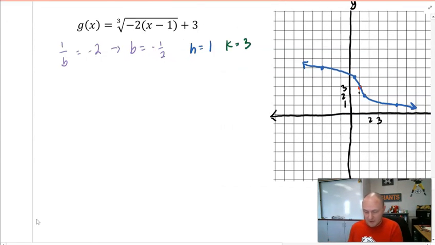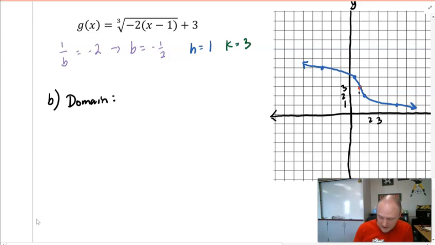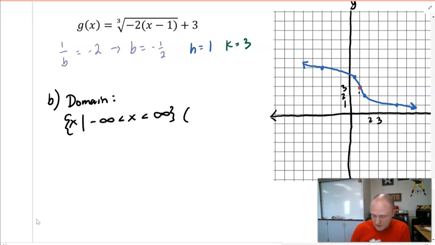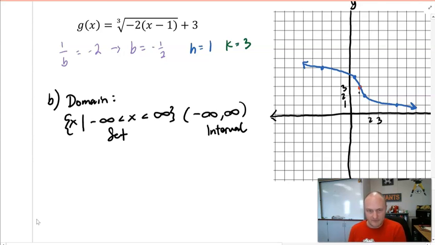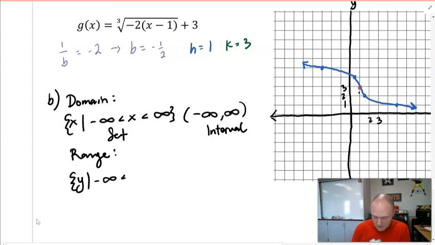Last point. I'm going to go ahead and state the domain and range. This is part B. What is the domain? Again, I'm going from negative infinity all the way to infinity. That's all real values. So don't forget both set and interval. So this is set, just in case you forgot, which is really like inequality. That's interval. And then range is the same. So from negative infinity to infinity. And beyond. Negative infinity to infinity.